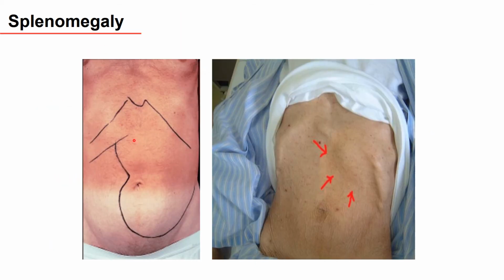Now look at the splenomegaly. This is the spleen. Usually they are not exceeding the ribs, but here is a very huge, very big spleen. So that's a characteristic feature. If somebody has this splenomegaly, most probably the patient has chronic myeloid leukemia.